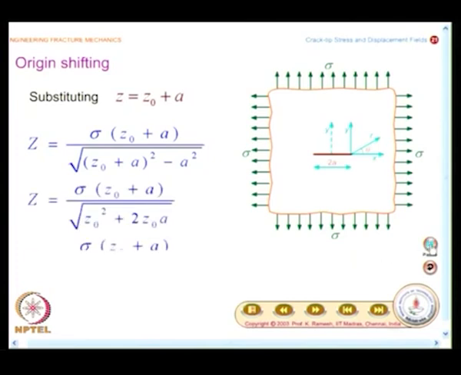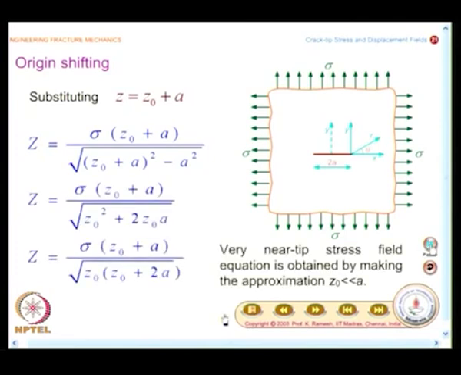and how does this modification affect us? So, when you substitute small z equal to z naught plus a, where z naught is this distance measurement from the crack tip, your Westergaard stress function would change, and it would be something like this. As engineers, what we would do is, we want to find out the stress field in the very near vicinity of the crack tip.